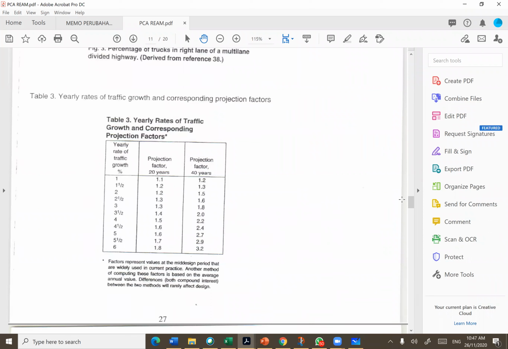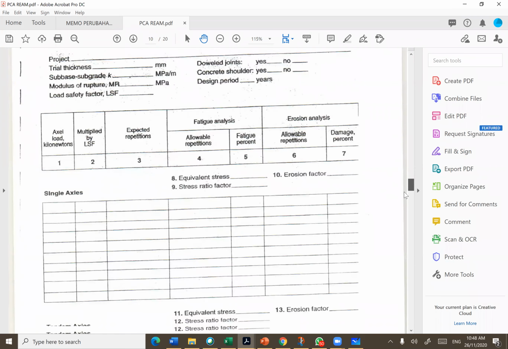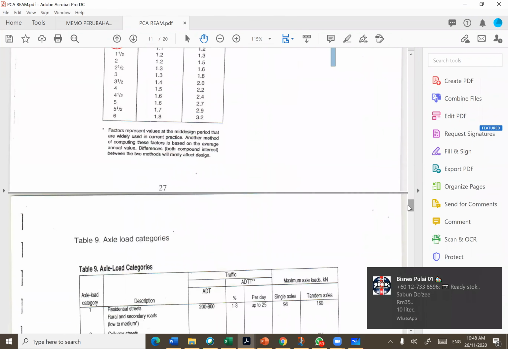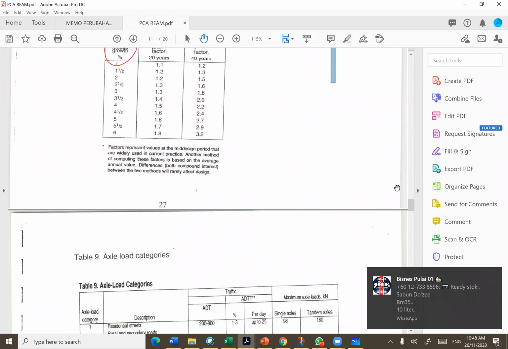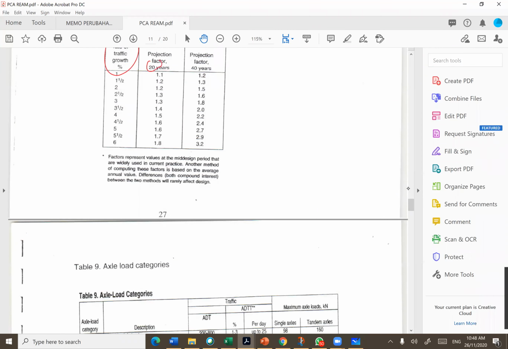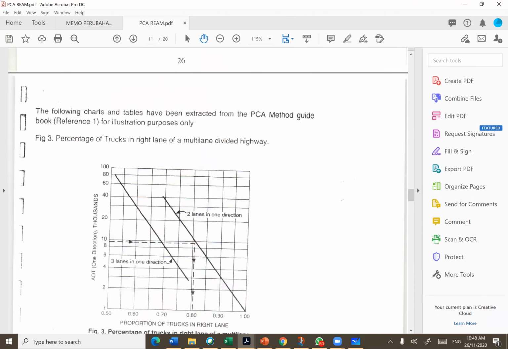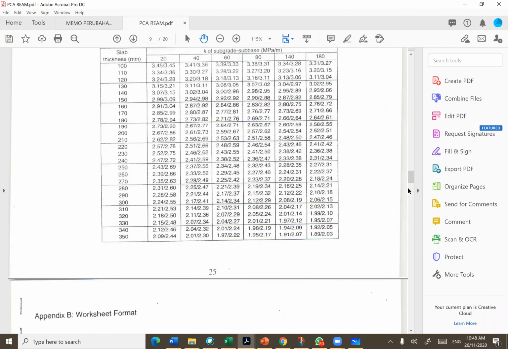Table 3 is given to you: the yearly rate of traffic growth, 1 to 6, and the projection factor for 20 years and 40 years. So ours is, what percent was it? 5%. So 5% with 20 years, therefore we have 1.6. That's where they come up with 1.6 here.